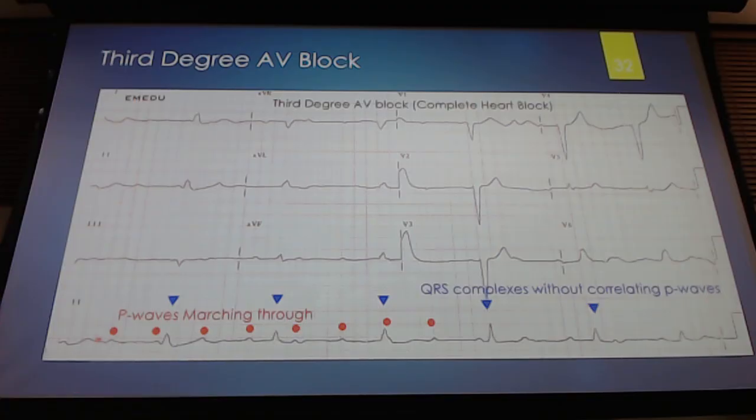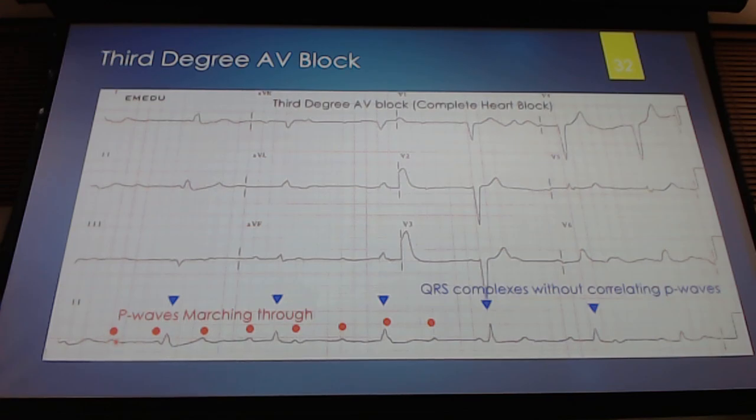Okay. We also have small little upward deflections here. We have one here, here, here, here, here, here. Okay. Those are our P waves. Those are our P waves. And although I agree with what you guys are thinking, like, oh, really? Yes, really.